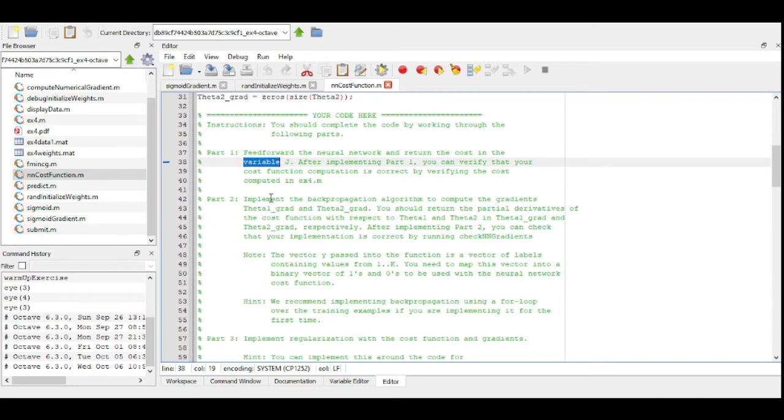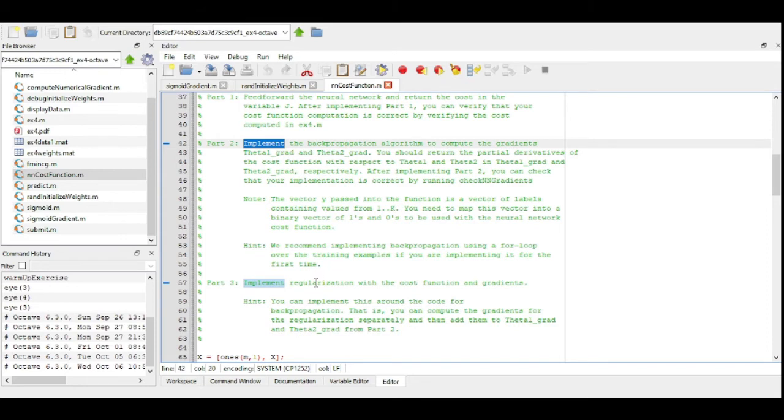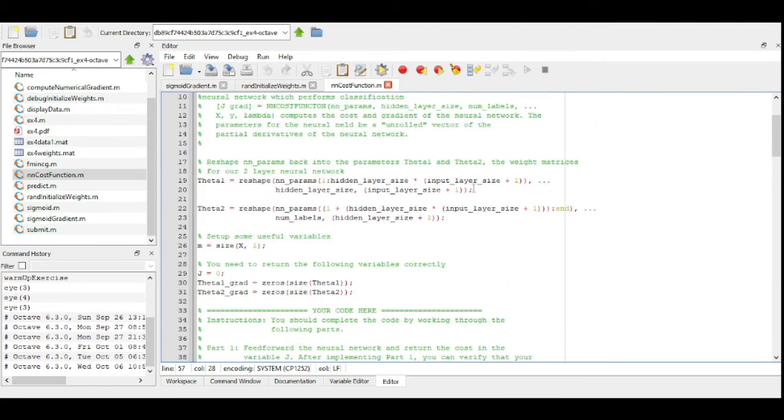In the second part, we implement the backpropagation algorithm and compute the gradients Theta1 grad and Theta2 grad. And in the third part, we want to implement regularization with the cost function and gradients. So these are the things which we want to implement.